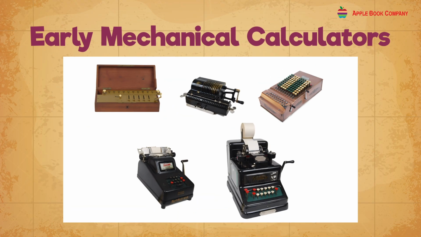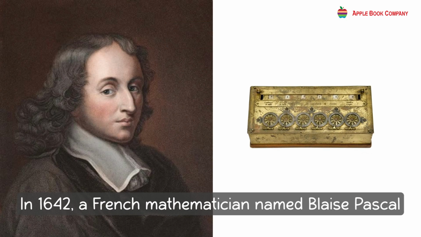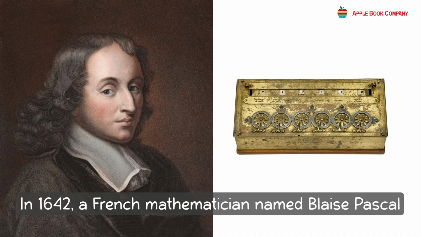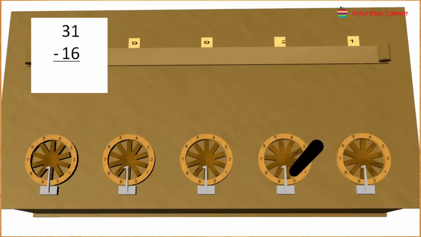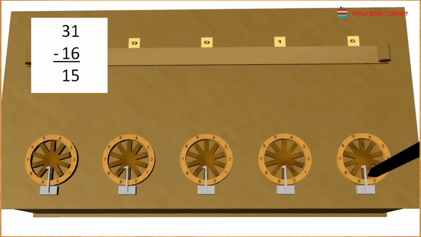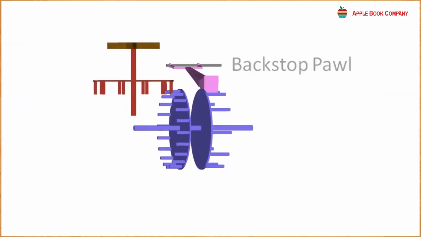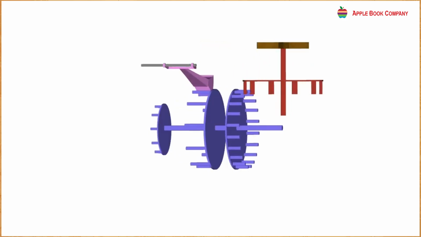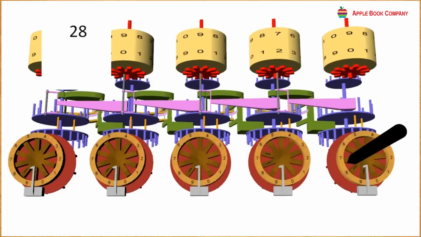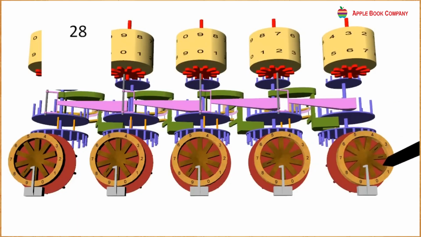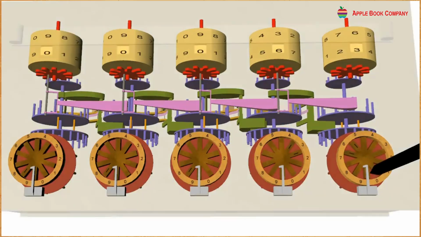Early mechanical calculators. Pascaline. In 1642, a French mathematician named Blaise Pascal invented the Pascaline, a mechanical calculator that could add and subtract numbers by turning dials. The Pascaline used gears and wheels to display the results of calculations. It was designed to help his father, who was a tax collector, do calculations more efficiently. The Pascaline was one of the first mechanical calculators that could perform accurate calculations, reducing human error.